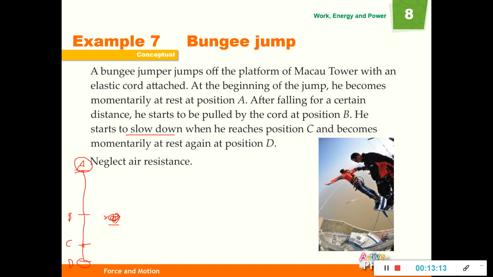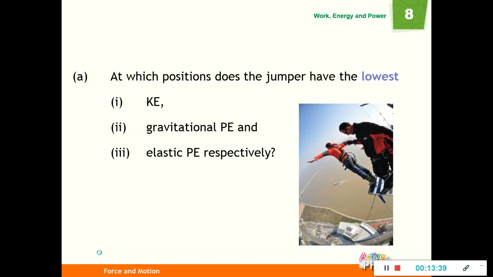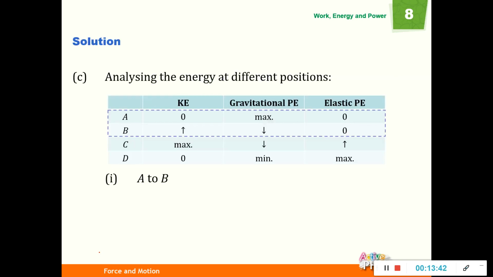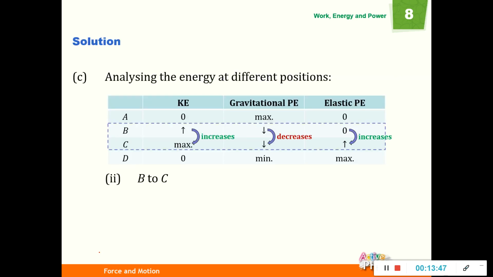Part C, from C to D. Okay, GPE is also decreasing because the higher point will be C, the lower point will be D. KE is decreasing because the question tells you that he slows down. It means that the speed is smaller and smaller. KE is smaller and smaller. All the energy will be converted into EPE, so EPE is increasing in this case. Okay, final answer will be like that.